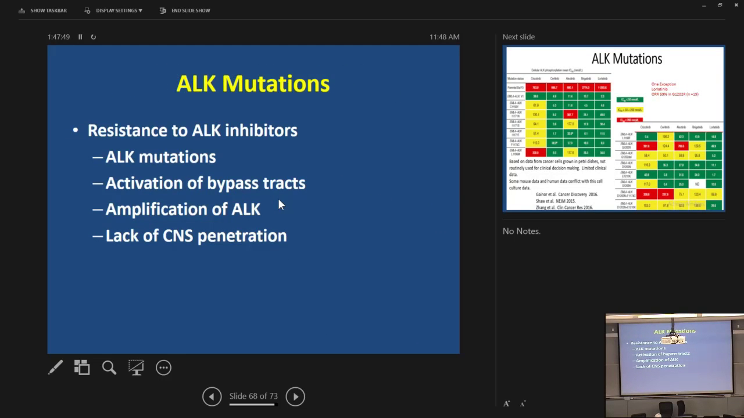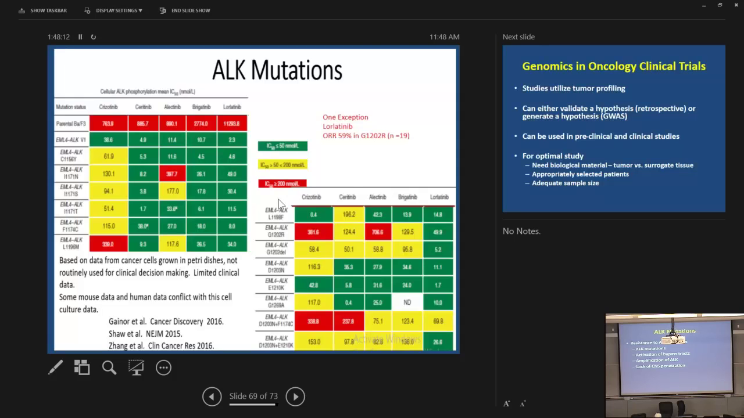We can see resistance that develops to these ALK inhibitors, just like we see with the EGFR inhibitors and the BCR-ABL inhibitors. So we get point mutations in ALK. We can get activation of these second messenger pathways. We can overexpress ALK, so we have more receptors than drug, or if the drug can't get into the brain, then resistance develops there.